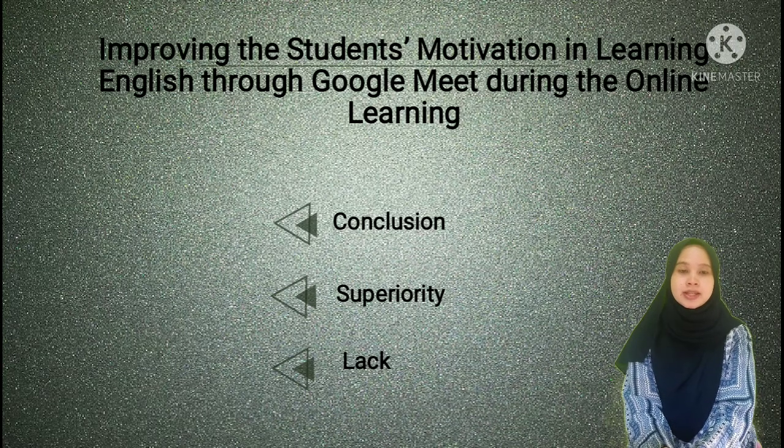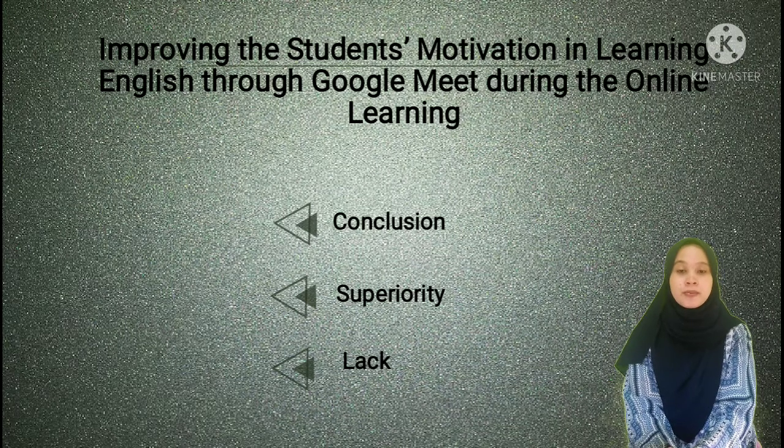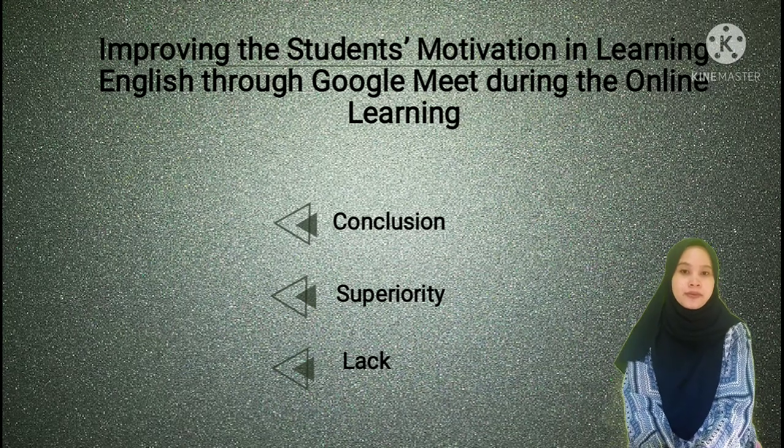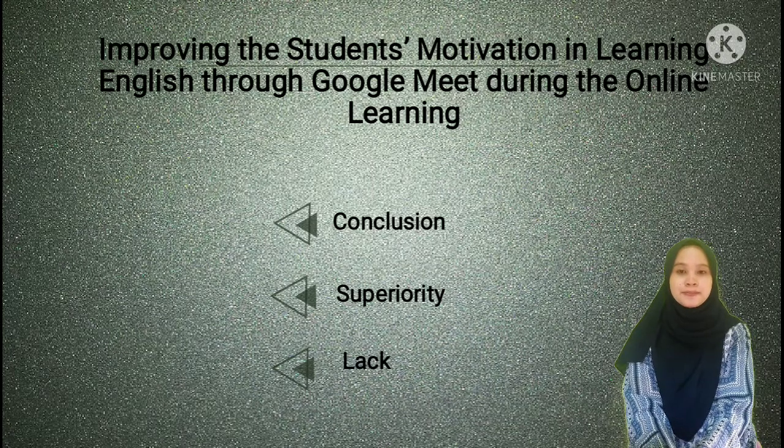Okay, the last one is the weakness of the journal. The framework of thinking is not clearly presented, so it is not clear where the given hypothesis comes from. The solution is that the framework of thinking should be presented in accordance with the existing variables, so that when drawing the hypothesis it becomes clear for the reader to understand.